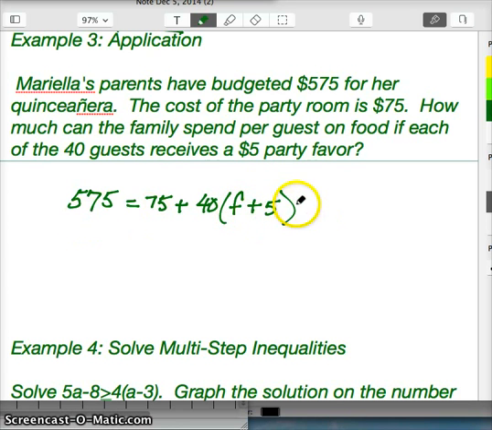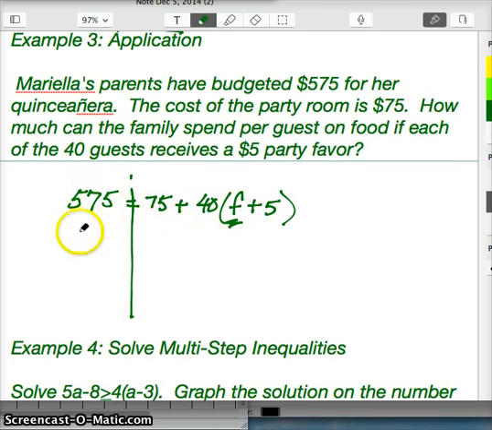Look at this equation and make sure it makes sense. Don't just copy it down and go through the work. Make sure it makes sense. $575, 75 of which you need to pay for the room. Then you need to pay for something for each guest. What is that something? Party favor and food. And we're trying to figure out how much money it will cost for each guest to get fed at this particular event. So we have an equation and we're going to solve it like we do any other.